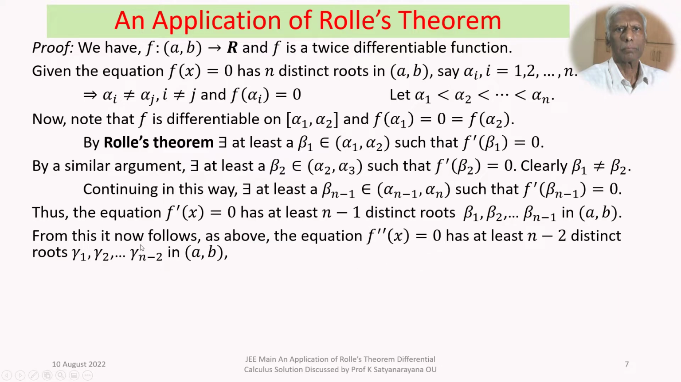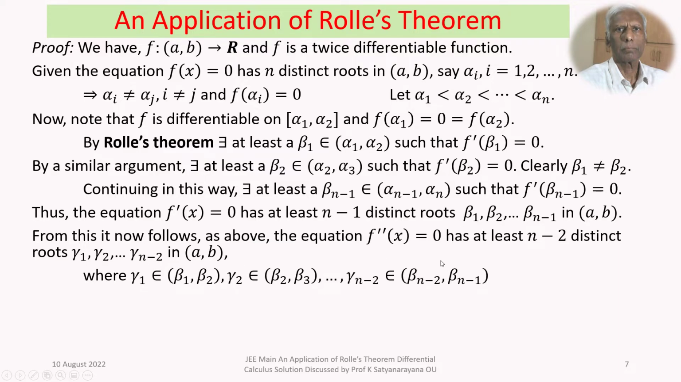So from this, it follows, as in the above argument, that the equation f double prime x is equal to 0 has at least n minus 2 distinct roots, which we call gamma 1, gamma 2, up to gamma n minus 2, in the open interval (a, b), where gamma 1 belongs to (beta 1, beta 2), gamma 2 belongs to (beta 2, beta 3), and gamma n minus 2 belongs to (beta n minus 2, beta n minus 1).